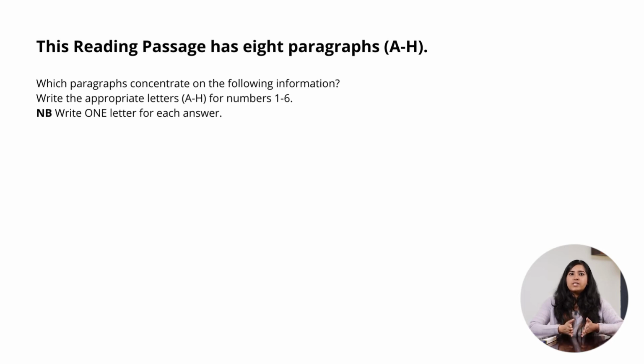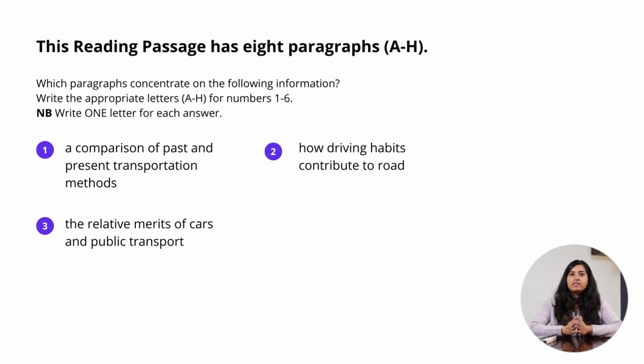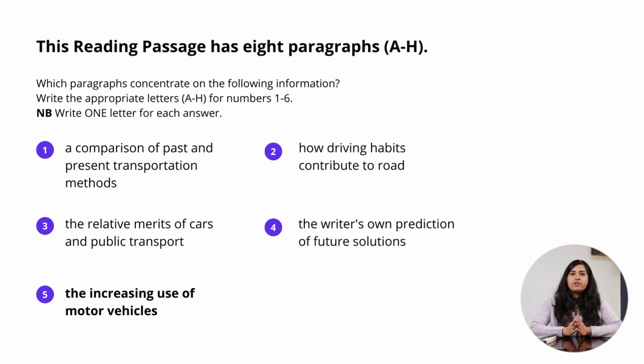So, this question type is matching paragraphs. Now let's look at the questions. Here, feel free to make notes on the keywords. Number 1, a comparison of past and present transportation methods. Number 2, how driving habits contribute to road problems. Number 3, the relative merits of cars and public transport. Number 4, the writer's own predictions of the future solutions. Number 5, the increasing use of motor vehicles. And number 6, the impact of the car on city development.